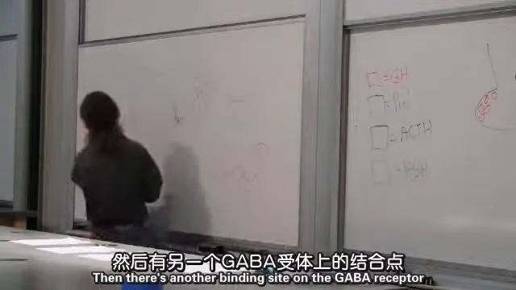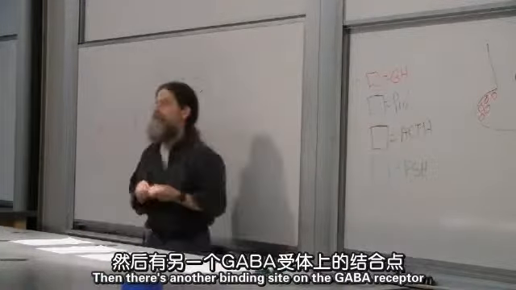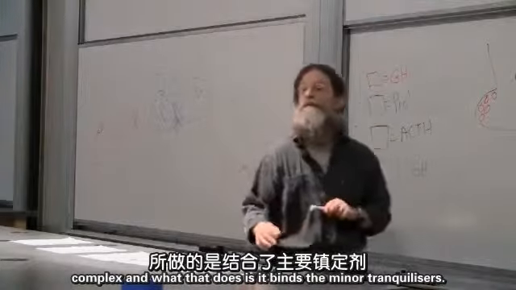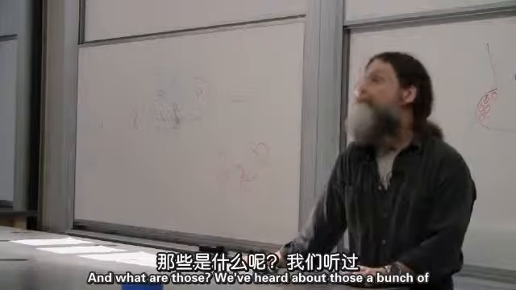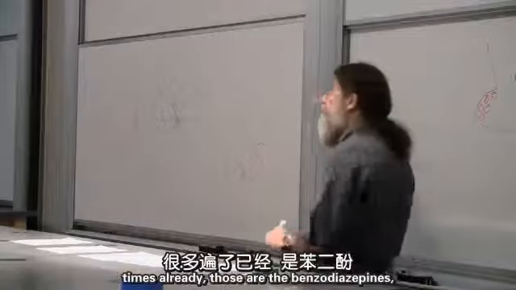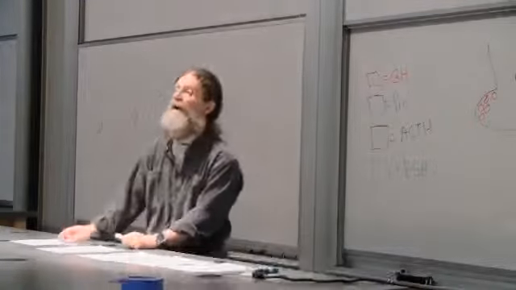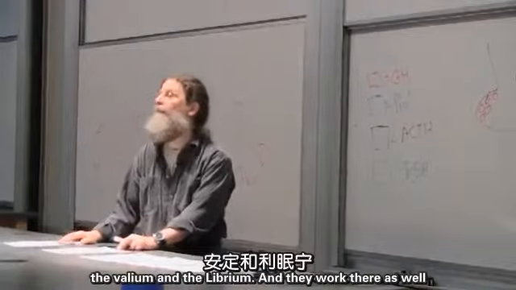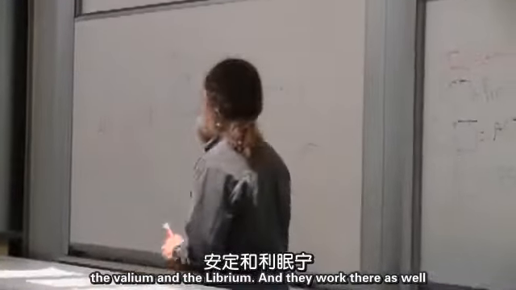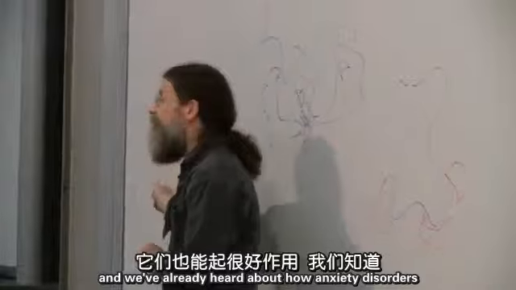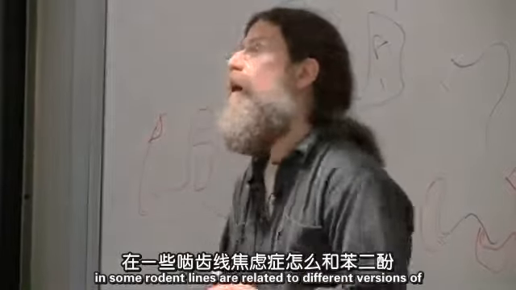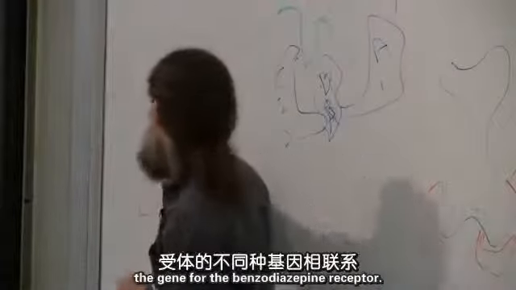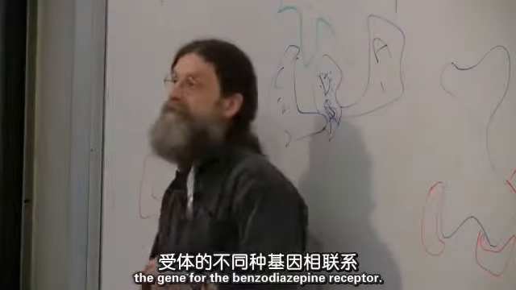Then there's another binding site on the GABA receptor complex, and what that does is it binds the minor tranquilizers. And what are those? We've heard about those a bunch of times already. Those are the benzodiazepines, the Valium and the Librium. And they work there as well, and we've already heard about how anxiety disorders in some rodent lines are related to different versions of the gene for the benzodiazepine receptor.